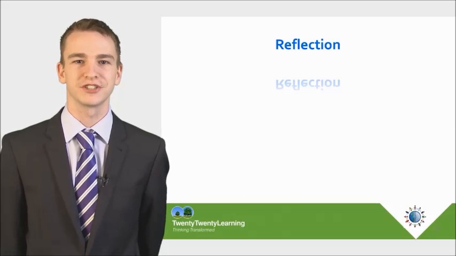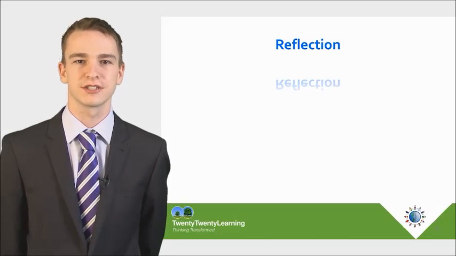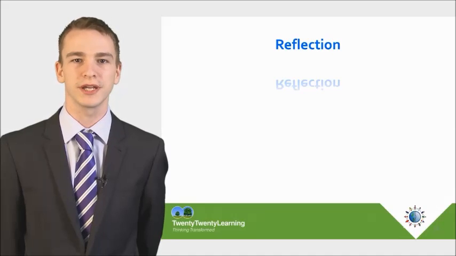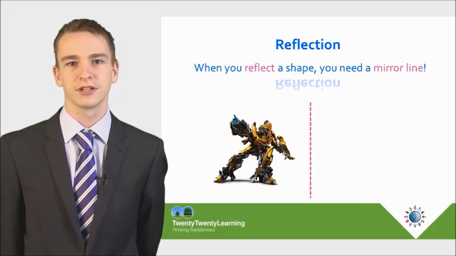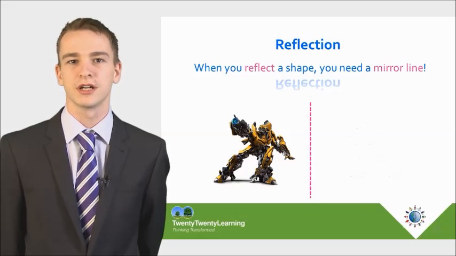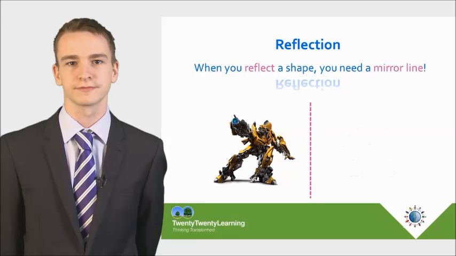So, reflection. Reflection is probably the easiest transformation to master because all we need is one piece of information, and that is a mirror line. Let's take my friend Bumblebee here. You see that there's a vertical mirror line, so all we're going to do is reflect Bumblebee in that line.